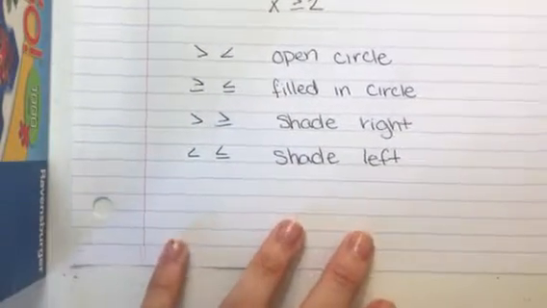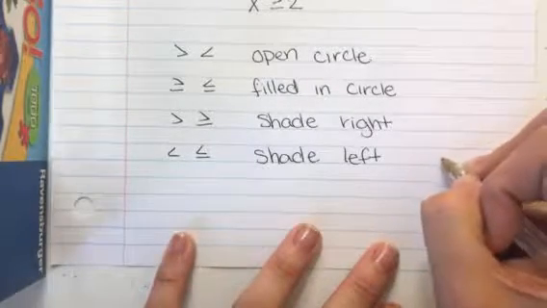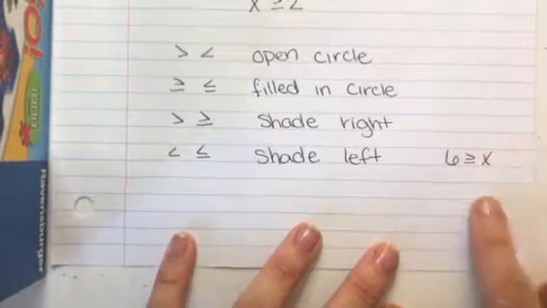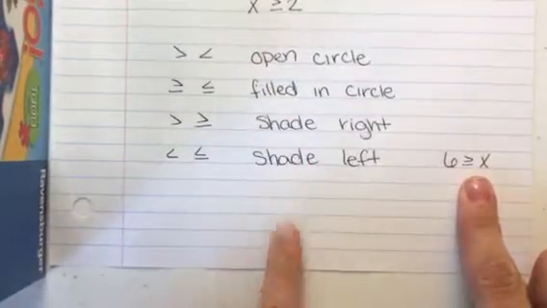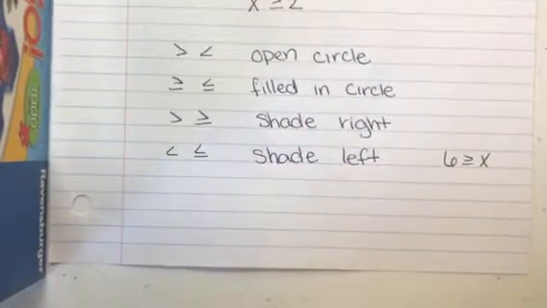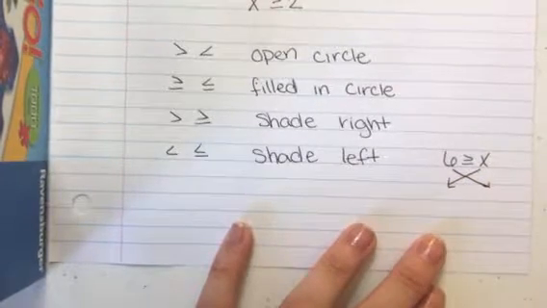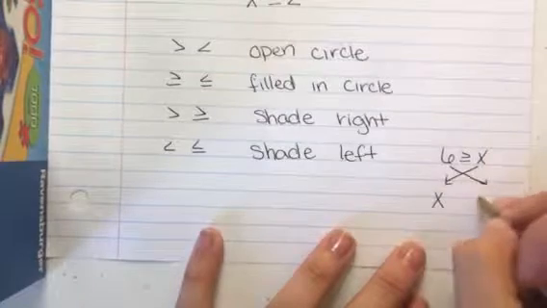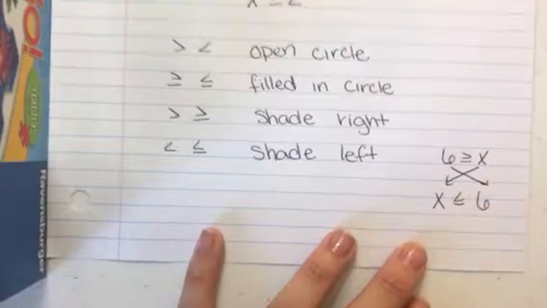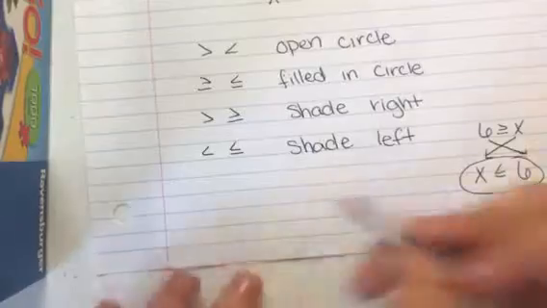The key here is that none of these rules work unless the variable is first, which means if we want to graph something like 6 is greater than or equal to x, we can't graph it using the rules I just gave you because the variable isn't first. So in order to get the variable first, we need to swap places, okay, with the variable and the number. But once we make that swap, we're also going to have to change the direction of the inequality sign. Okay, this is then in the correct format, and we can now graph this.